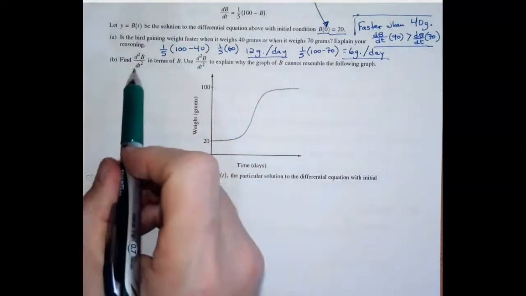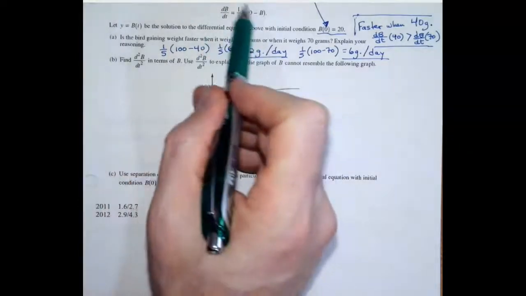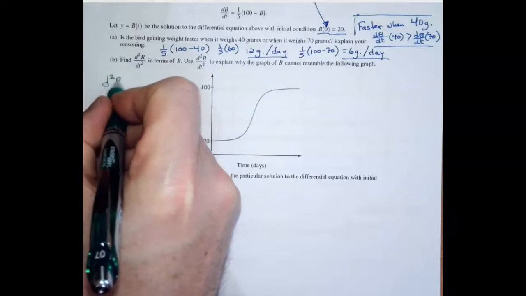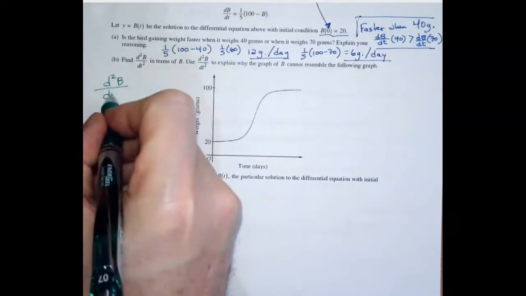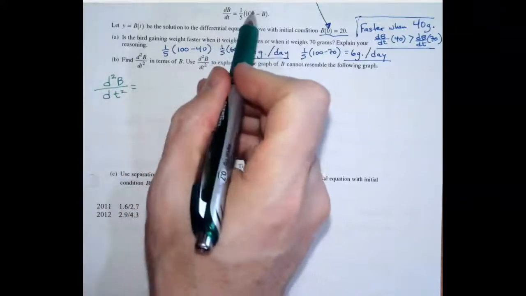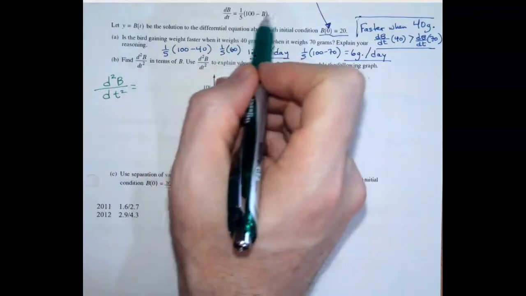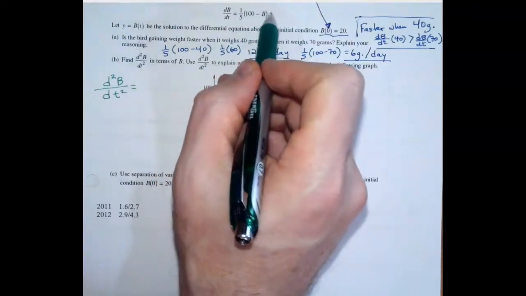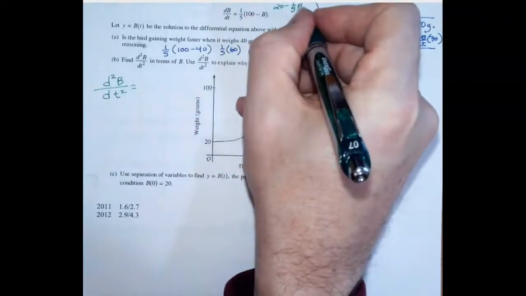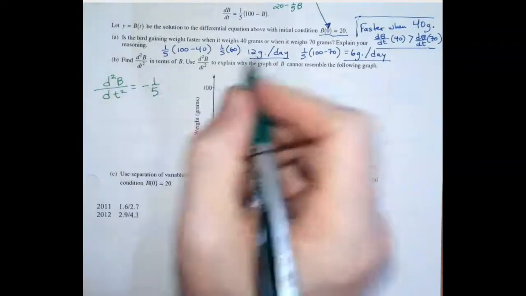Now find the second derivative in terms of b. So we need to take the derivative of this. So that looks like this. So the derivative of this is negative. If you distribute that, you would get 20 minus 1/5 b. And if you take the derivative of that, you're going to get negative 1/5.